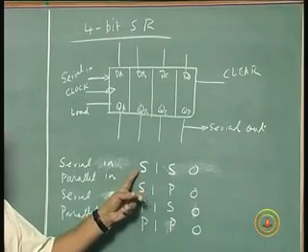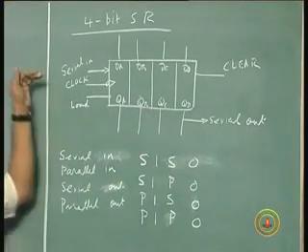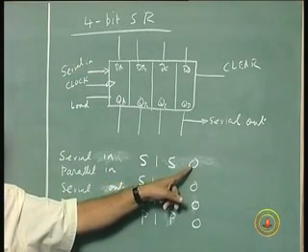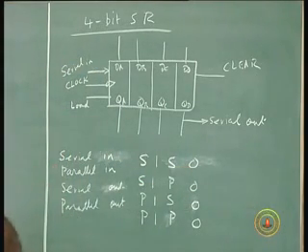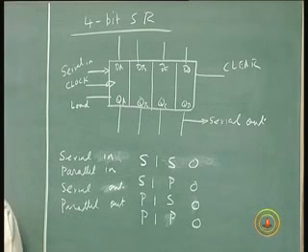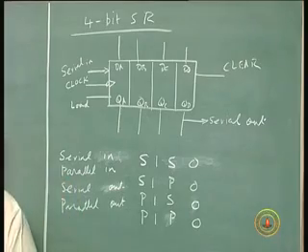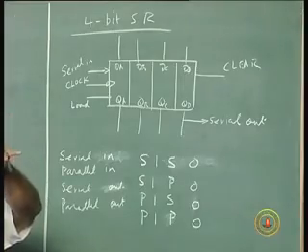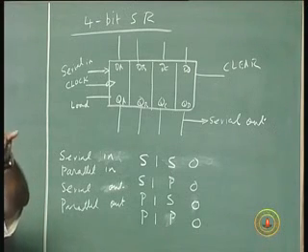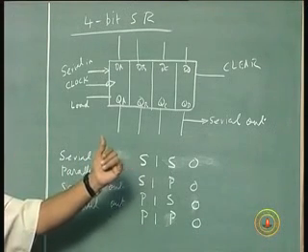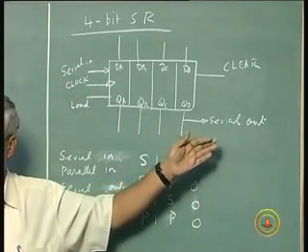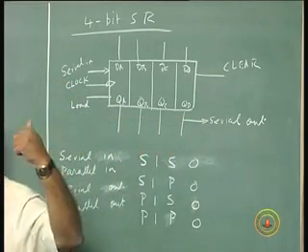I give the input serially, take output serially, 1 bit at a time. I'll keep loading and get the output. Whatever I put here comes out here after a delay of the number of clock pulses equal to the number of flip-flops. In this case, 4 clock pulses. Whatever data I keep giving here, that keeps coming out here after a delay of 4 clock pulses.